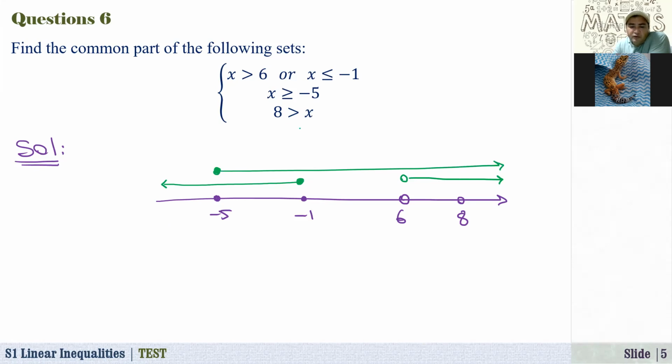And the third one is 8 is greater than x. So I can just transform this into the form that x is less than 8, right? x is less than 8 is this region from 8.